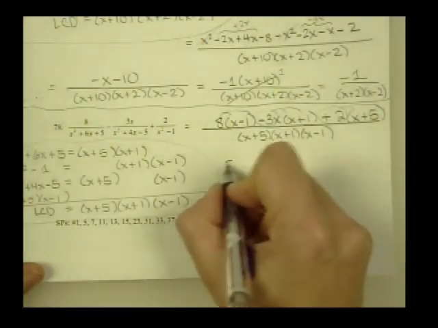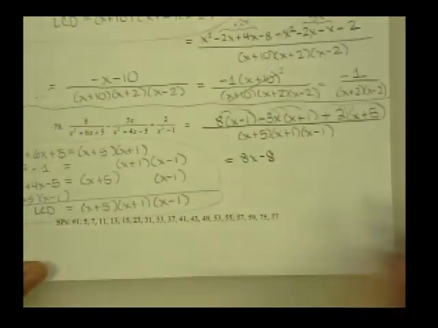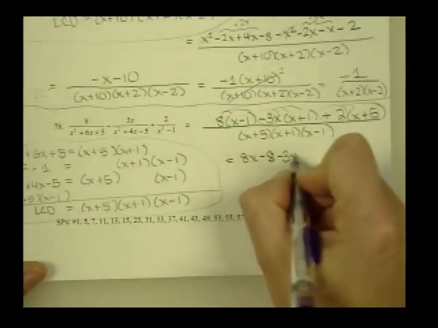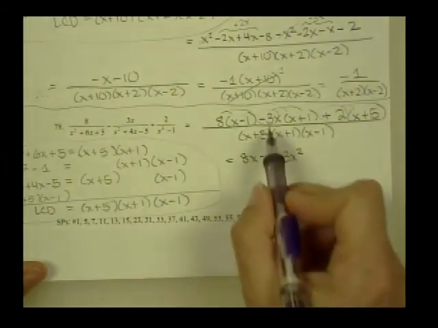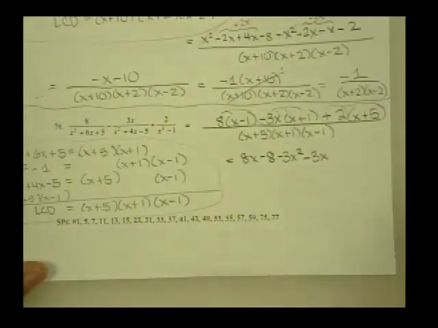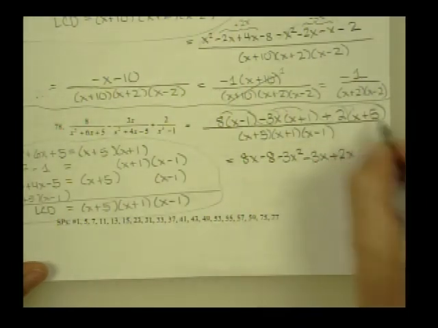Okay, so 8 times x is 8x. 8 times negative 1 is negative 8. Negative 3x times x is negative 3x squared. Negative 3x times positive 1 is negative 3x. Positive 2 times x plus 2x. And positive 2 times positive 5.